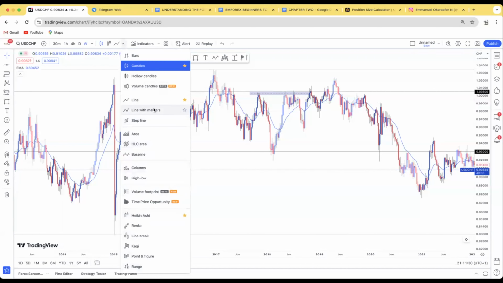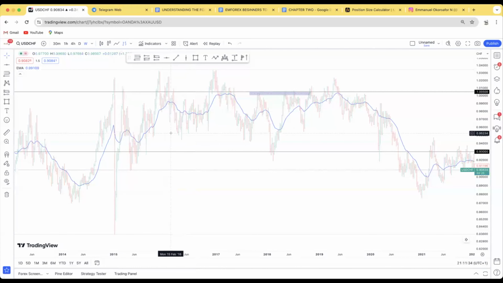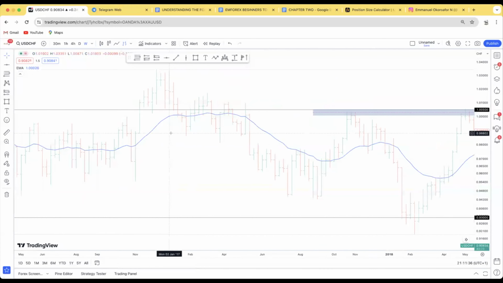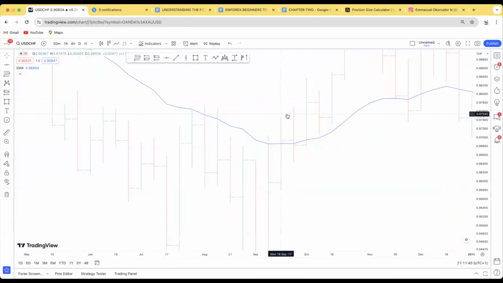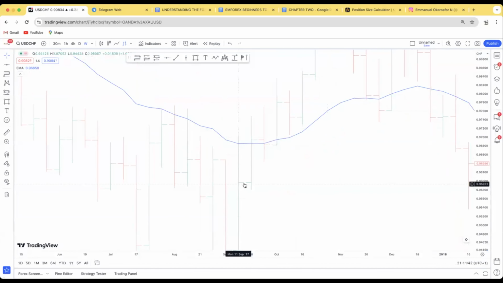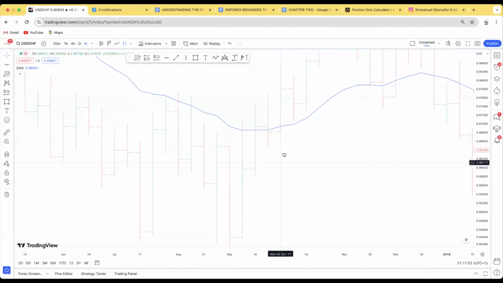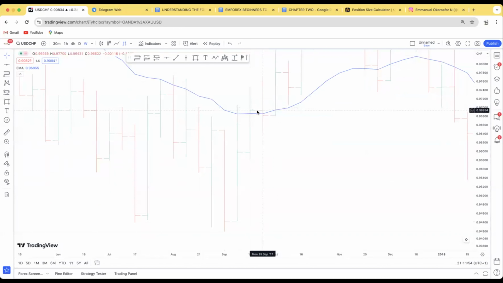Okay, so let's look for the bar chart. We come here, we see the bar. I don't often use it, so this is the way it's going to look. Let me zoom in. Now these green ones are bullish candles. Bullish candles are candles that are going up. They are opening below and then closing above. And then bearish candles are the ones that are opening above and then closing below.